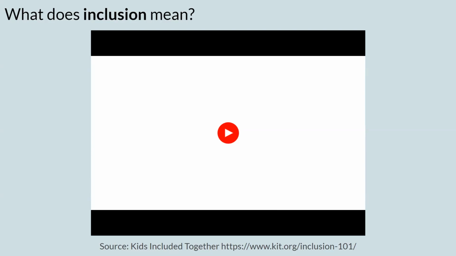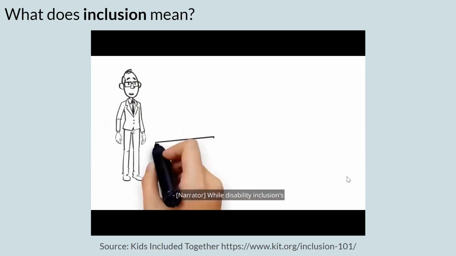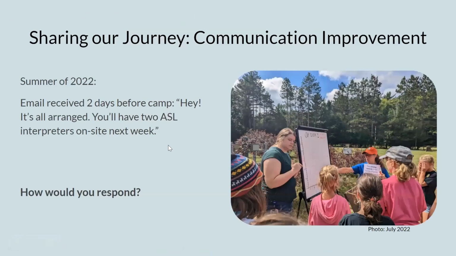So we're going to go through a few examples of how we've been doing a journey towards inclusion. This was last summer. This was my first summer working at Upham, a year into my job, and kind of our first overnight experiences. And I got this email 2 days before camp: Hey, it's all arranged. You'll have 2 ASL interpreters on site next week. How would you all respond to that email?